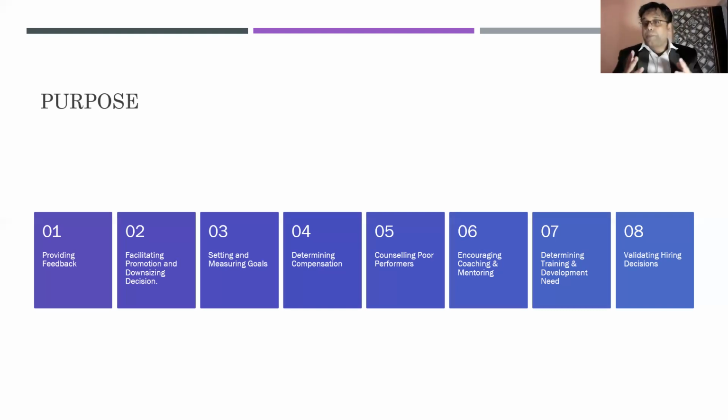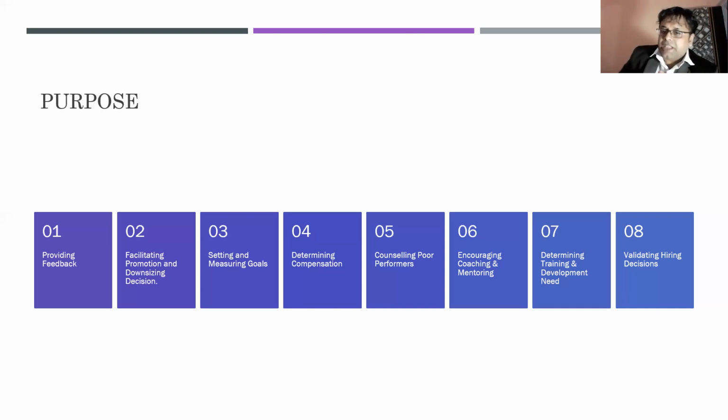Similarly, not only the poor performers, even the good performers are doing well, but there are some areas where they need improvement. There also we can encourage coaching and mentorship: you are doing fantastically well, you are really good and effective, but if you want to move ahead in your career, you need to improve in these areas. So why don't you take mentorship from that particular person? I am aligning you with that person, so take mentorship and coaching from them. That will be helpful for your career and your performance as well, right? So that is encouraging coaching and mentoring.